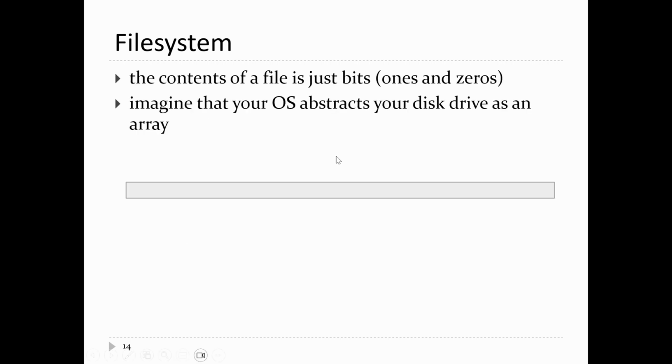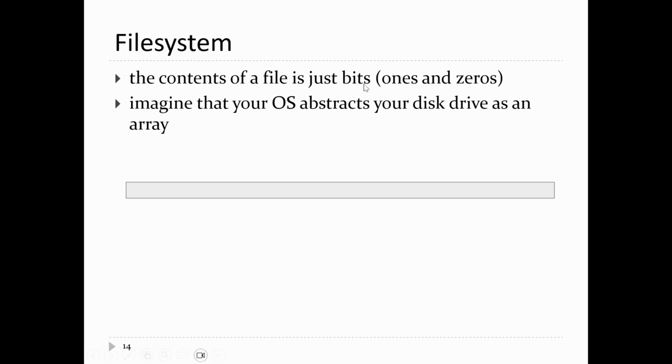Okay, so what the heck's a file? Most of you are familiar with the idea of a file. You've got a Word document, and that's stored as a file somewhere on your disk. You double-click assignment1.docx, and Word opens up your Word file.